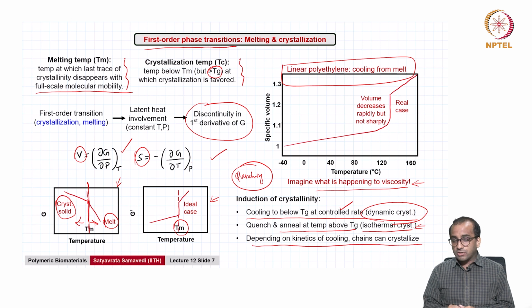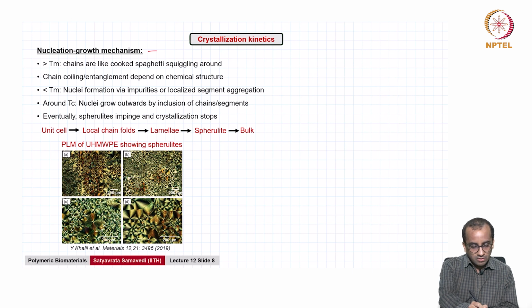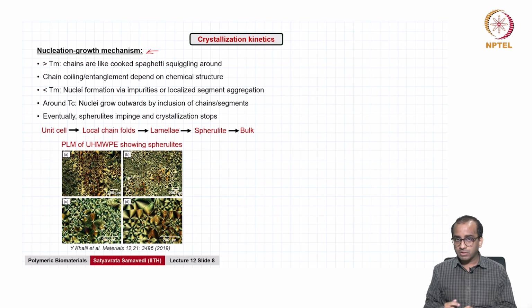Again, depending on the kinetics of cooling, these chains may or may not crystallize to different extents. So, now that we have looked at melting and the first order phase transitions and how possibly one can induce crystallinity, we can take a magnifying glass, go into the melt itself and start to ask what the mechanism looks like on the molecular level. So, we are now looking at crystallization kinetics using what is called a nucleation growth mechanism.